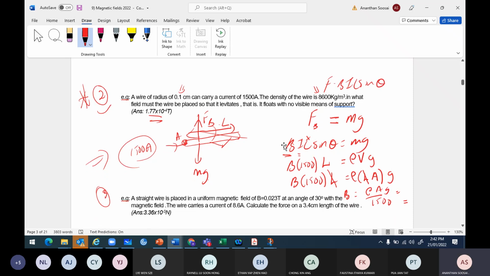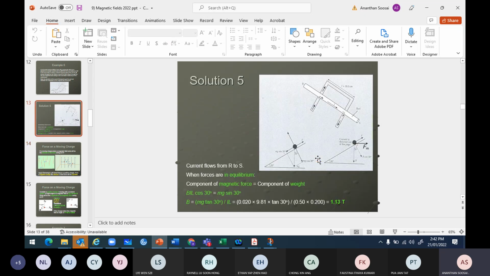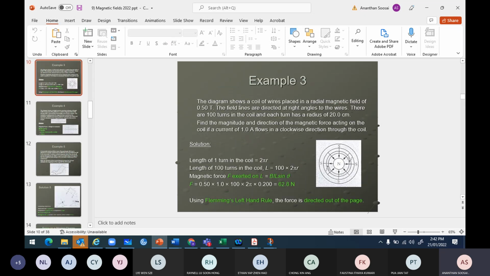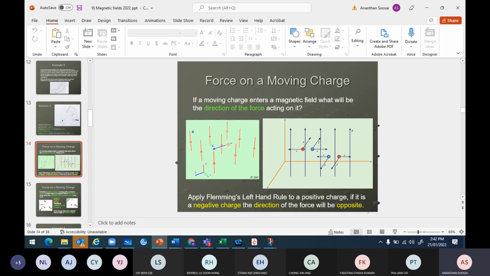Any questions? Hope you got the idea. Maybe some of you have done this. Good. Okay, now let's move on. Go to the PowerPoint. There are some examples earlier. You can give a look at the questions and answers for your understanding. We go straight to the next part. Force on a moving charge.